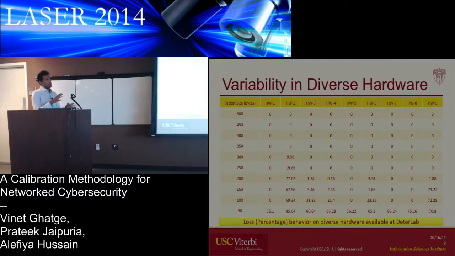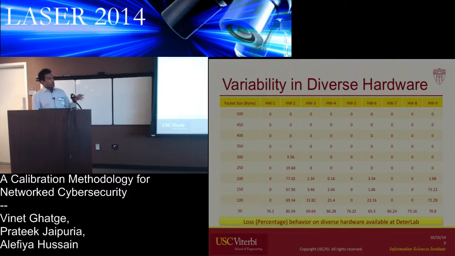This figure has a lot of numbers, and I don't want you to try and figure out these numbers, but the high-level message here is that there was variability with diverse hardware. Different hardware behaved differently, right? And each of these hardware had a different loss behavior. It might have been because each of the hardware had a different network interface card, or might have been because of some other characteristic. We have not understood that.